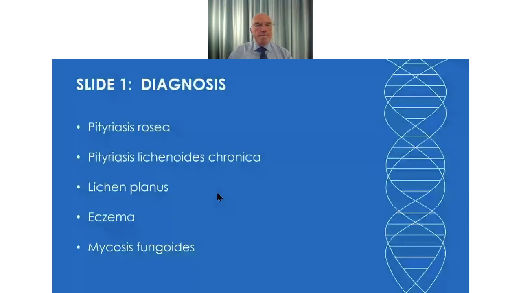So the differential diagnosis I offered you is here, and this is your opportunity to vote. So Laura, can we have the poll? Is that it ready now on the right-hand side of the screen? You should be able to see it. So to the top right of the screen, I think you can see the poll. If you click on your selected diagnosis: pityriasis rosea, pityriasis lichenoides chronica, lichen planus, eczema, or mycosis fungoides.